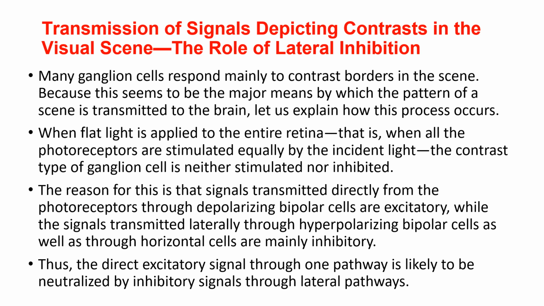When flat light is applied to the entire retina, that is, when all the photoreceptors are stimulated equally by the incident light, the contrast type of ganglion cell is neither stimulated nor inhibited. The reason for this is that signals transmitted directly from the photoreceptors through depolarizing bipolar cells are excitatory, while the signals transmitted laterally through hyperpolarizing bipolar cells as well as through horizontal cells are mainly inhibitory. Thus, the direct excitatory signal through one pathway is likely to be neutralized by inhibitory signals through lateral pathways.